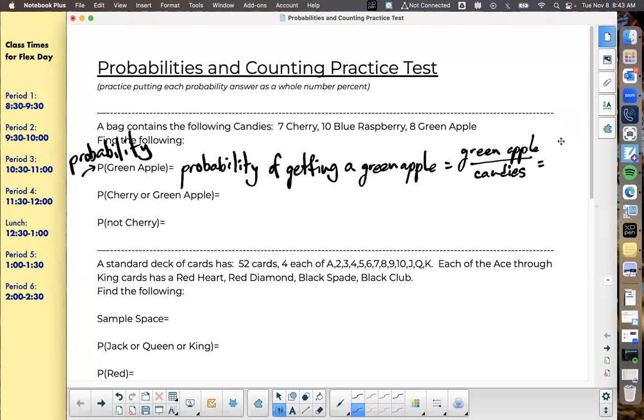So there were 8 green apple. And then total candies, 25. So this would be your answer as a fraction. If you would like to write it as a percent, because I think up here, the practice said to try to put them all as percents. On the calculator, if you do 8 divided by 25, you're going to get 0.32. So then that's going to be 32%.